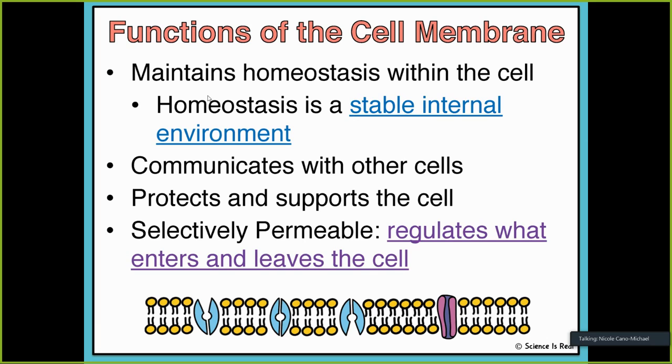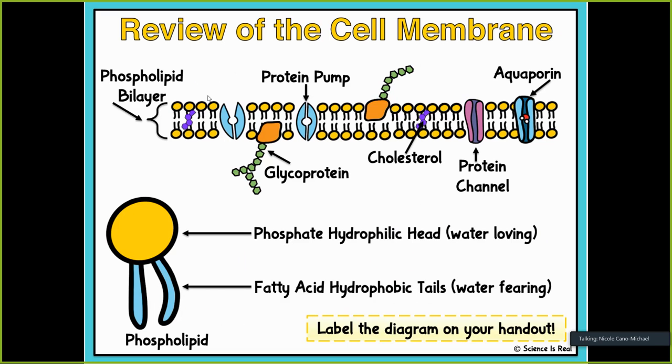So basically, a cell membrane is like a guard station guarding the front of the building. It regulates what goes in. It regulates what goes out. All right, so this is sort of a cell membrane diagram. I believe you have the same exact diagram on your handout.